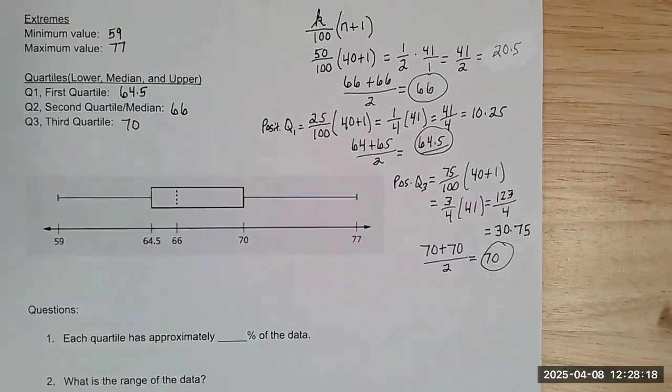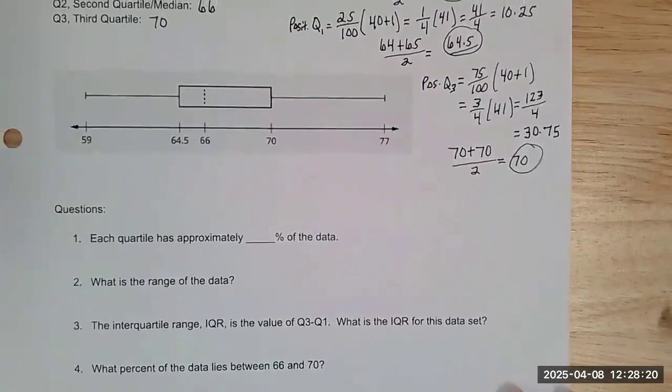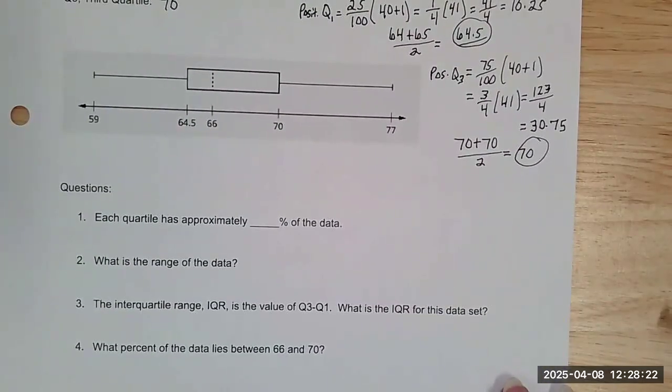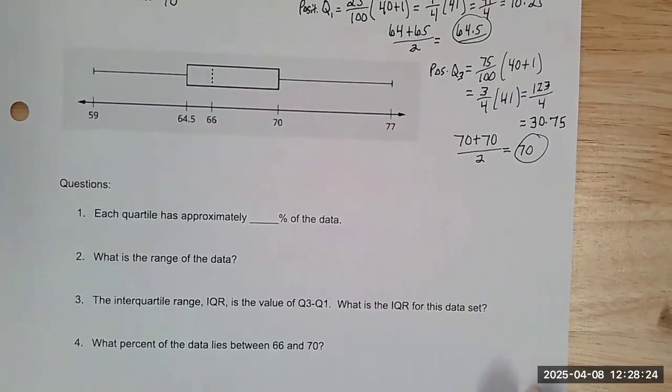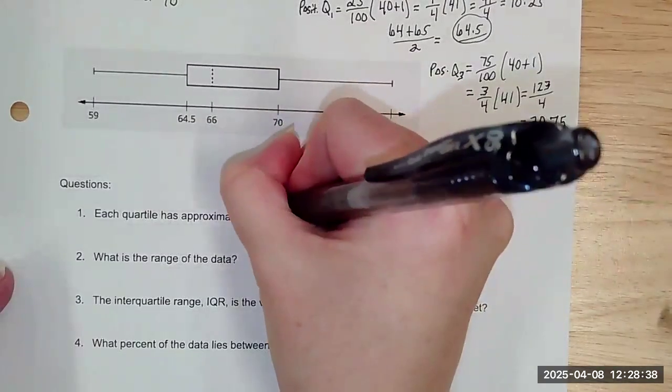We're gonna use this box plot now to answer some of these questions. These are like good quiz type questions, all right? Each quartile in this box plot has approximately what percent of the data? Beautiful. That is the definition of a quartile. So 25% of the data.